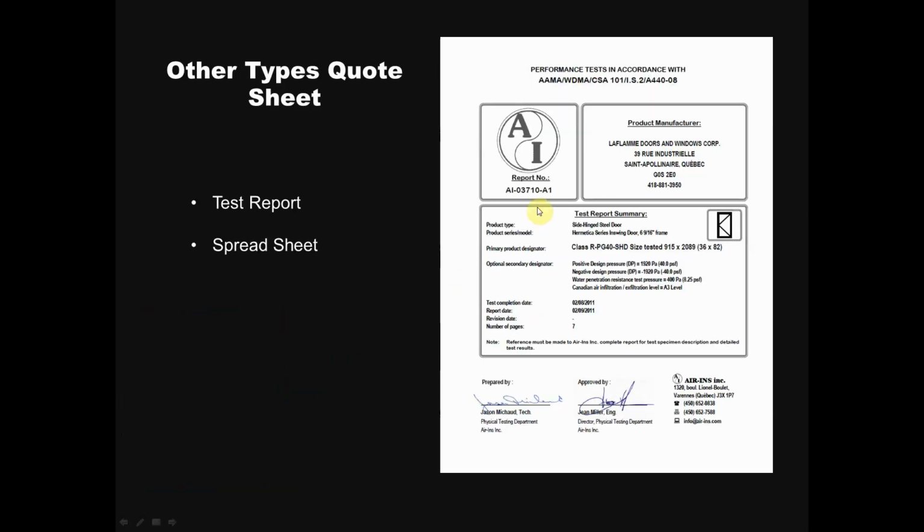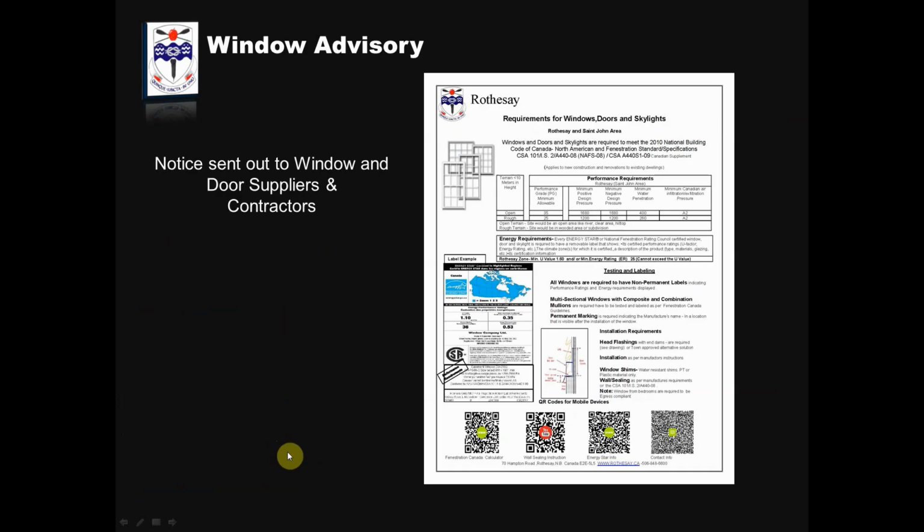The other one you'll see is they'll send me the test reports or a spreadsheet or something, okay? But we get that before I issue a permit. The other thing I've done is I've sent out an advisory to all the folks saying, listen, these are the performance requirements, these are the energy requirements, this is what you're looking for in the label, this is your flashing, a little bit of QR codes in here, just so that the contractors or whoever know that this is what we're looking for.